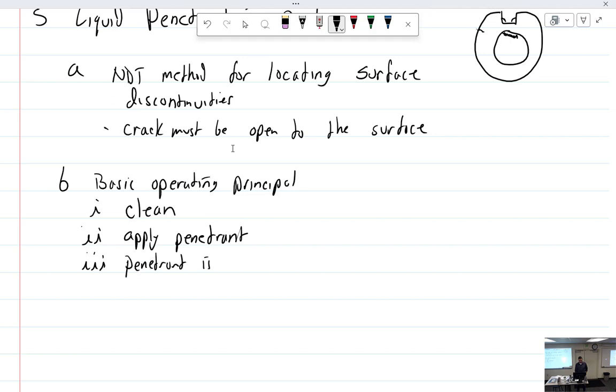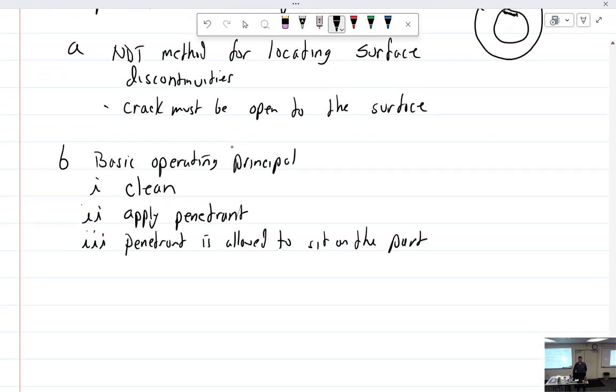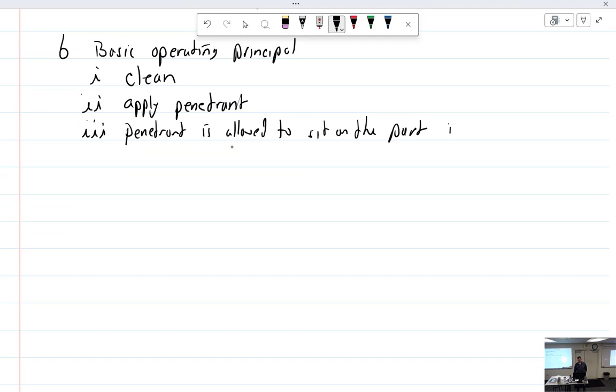Yes, penetrant is allowed to sit on the part. That is called dwell. Anytime we just wait, it's dwell time. Penetrant is allowed to sit on the part, dwell, which allows it to seep into the part. All right, so we've sat there and we've waited for a while. We let the penetrant seep into the part.